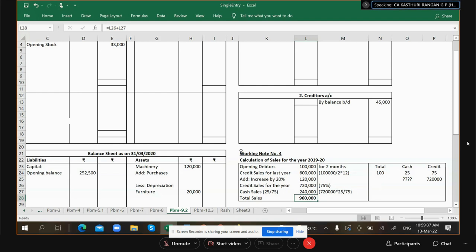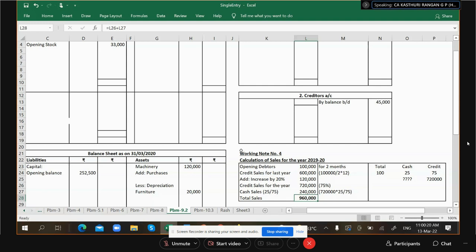When they say terms of credit is 2 months, if the sales is made today, debtors will be 2 months later. So on the opening date or the closing date of the last year, if debtors is 1 lakh, it is equivalent to 2 months credit sale. If 2 months credit sale is 1 lakh, what is 1 month credit sale? 50,000. What is 12 months? 6 lakh. That is why they have given that all purchases and sales are spread evenly throughout the year. If that information is not given, you have to make that assumption. Otherwise, we can't find out the answer.